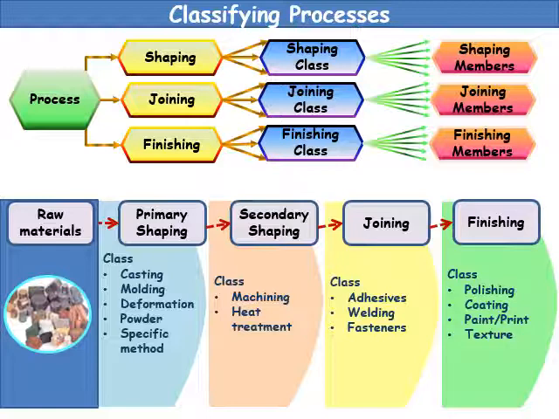Usually the primary shaping is done by the manufacturer, such as sheet material using a rolling machine, tube material using extrusion, and metal block using a casting machine. Secondary shaping involves machining, drilling, milling, laser cutting, and many more to change the shape into a specific component design.